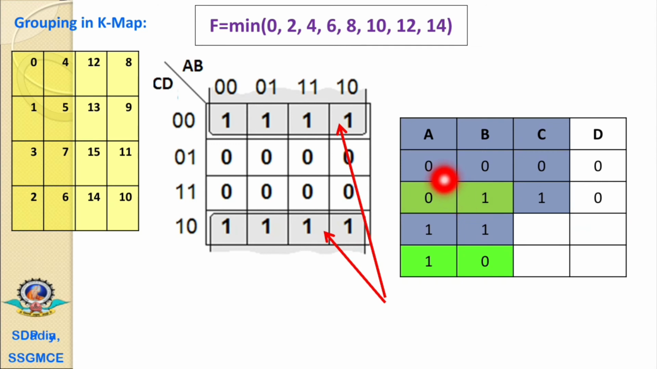Then there will be 4 entries for the column, that is A and B: 0 0, 0 1, 1 1 and 1 0. The first and third eliminate each other, and the 0 1 and the 1 0 eliminate each other. For the C, there are two entries, 0 and 1, therefore C is also eliminated. Now what remains? There is only the 0 for the D, therefore the final simplified expression is D dash.